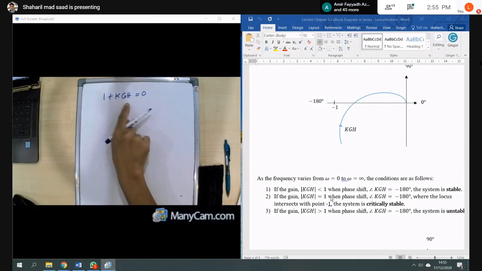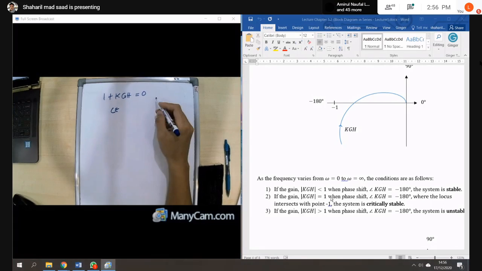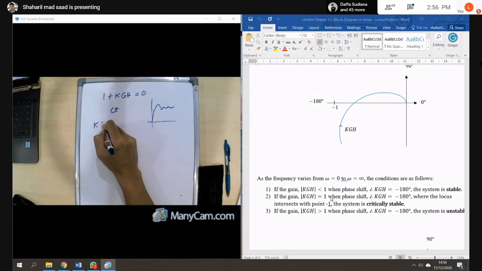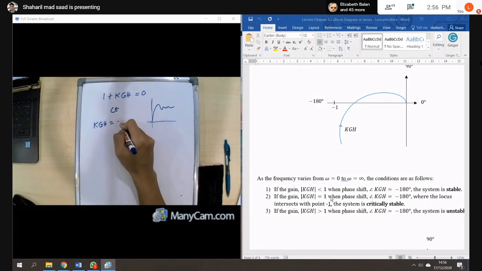So what did the equation? This is the characteristic equation. The characteristic equation will give you the picture of your response, or your system's dynamic response. Okay, so now KGH is equal to -1, right?